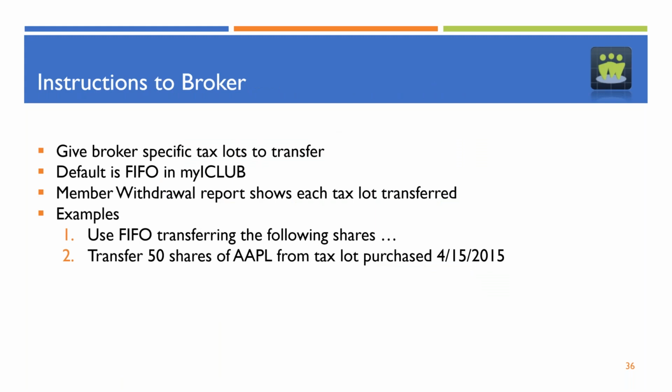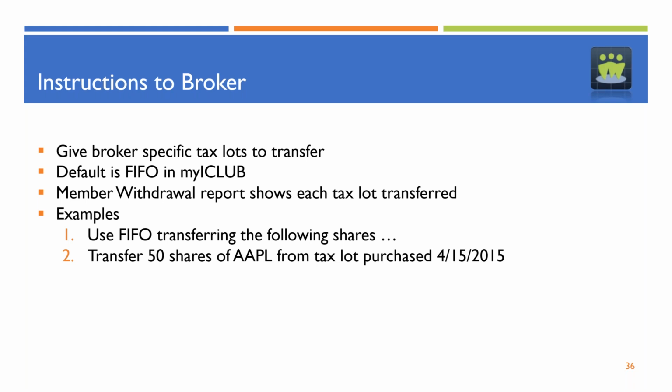Okay, another important thing is you have to give instructions to the broker. You should give them specific instructions about what tax lots to transfer because you want your broker records to match your My iClub accounting records. Now, My iClub uses first in, first out, or FIFO, as the default for transferring shares, but that can be changed. And the member withdrawal report will show each tax lot transferred and will show you the club's purchase date.